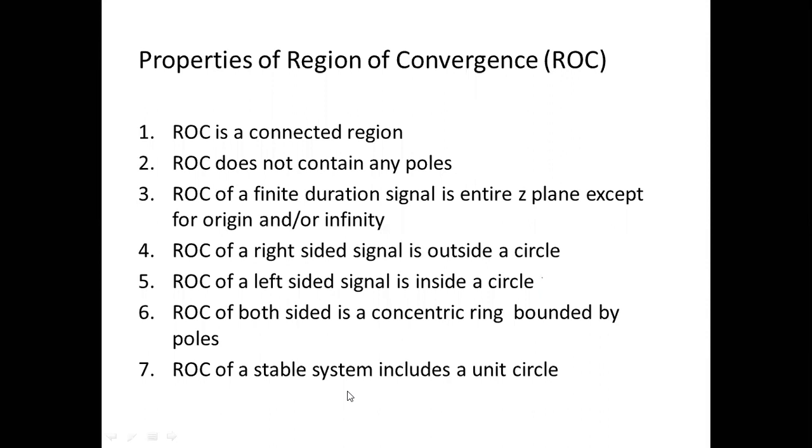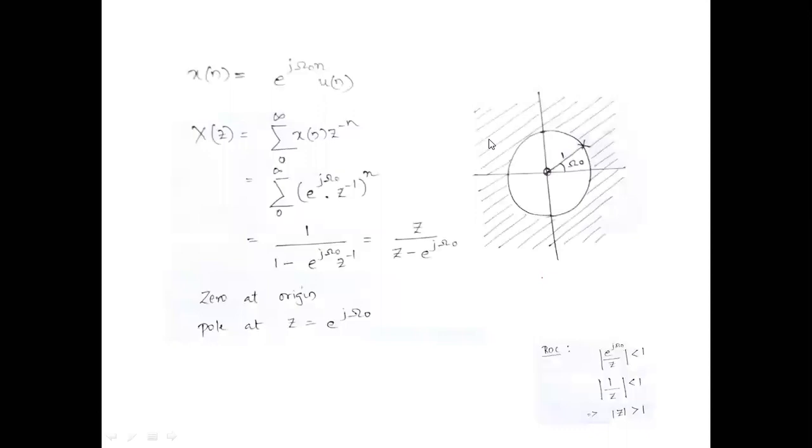So we saw it. ROC is a connected region. Are we convinced with this particular statement? ROC being a connected region? Yes, I guess, because a connected region means ROC is not a point. ROC is never a single point. ROC is a whole region. That's what the author is telling.